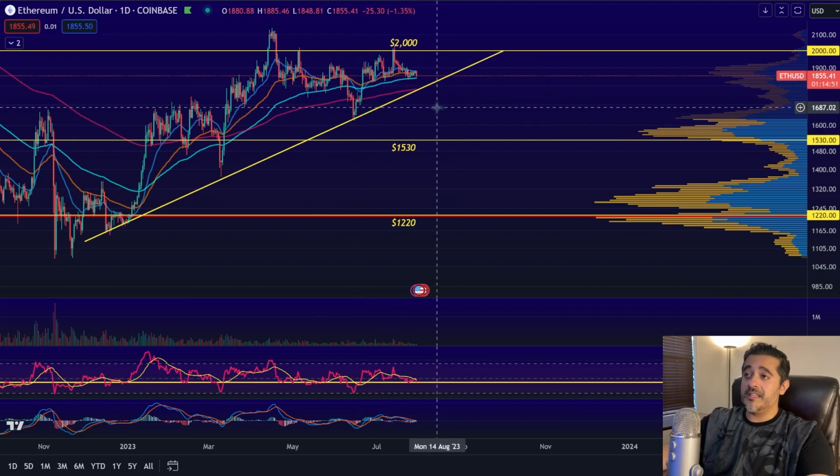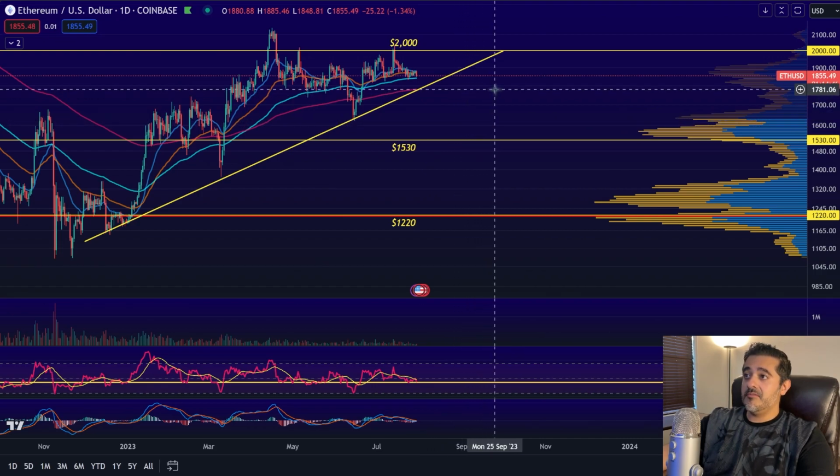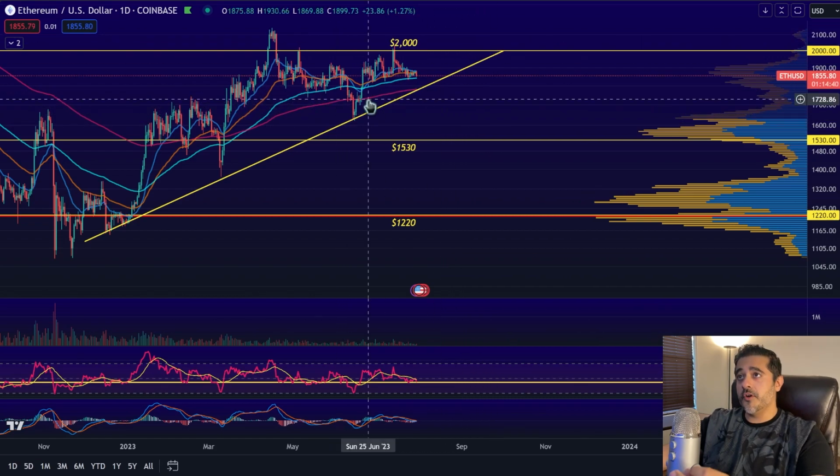If I was looking to accumulate Ethereum right now, I would have orders all the way down to around 1620 and up to about 1780. I think that entire range is a good buy target. Let's move on to EGLD now.